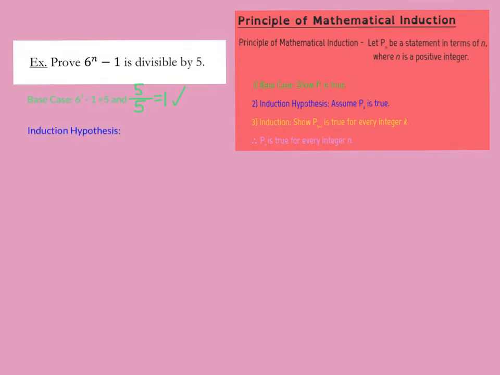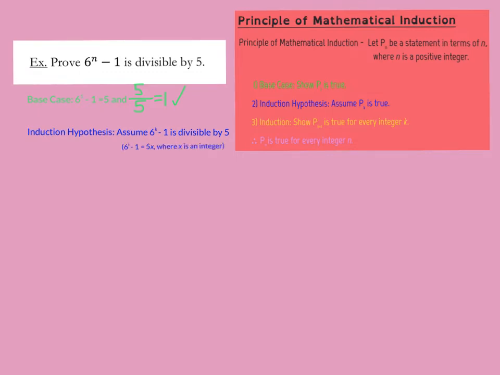Now we can move on to our induction hypothesis. This is where we want to assume that 6 to the power of k minus 1 is divisible by 5. But ultimately, what does that mean in terms of algebra? Like, what would I need to actually show if something's divisible by 5?